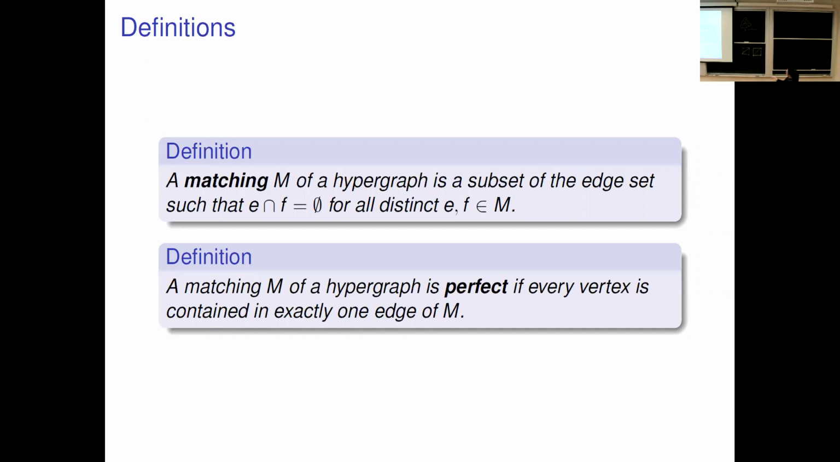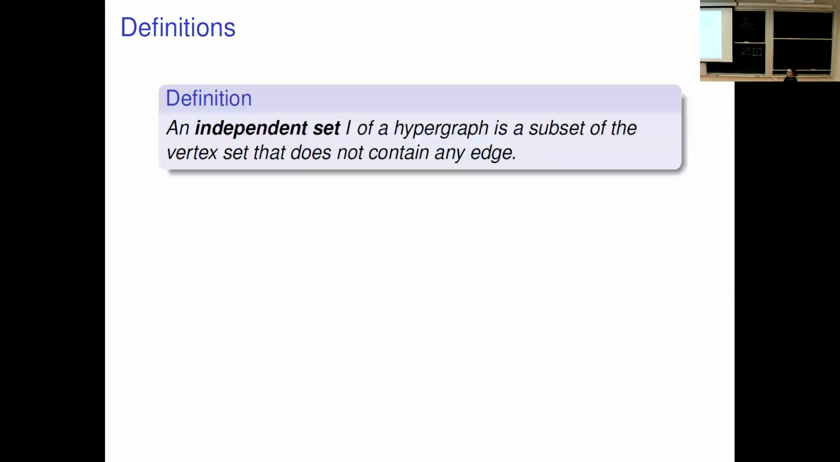So sort of the analogous question, instead of taking a set of edges where no edges intersect, we could ask about so-called independent sets. So here, what is an independent set? Instead of selecting edges, we are selecting vertices. So for instance, this is an independent set, so it's a collection of vertices that do not span any edge or any hyperedge.